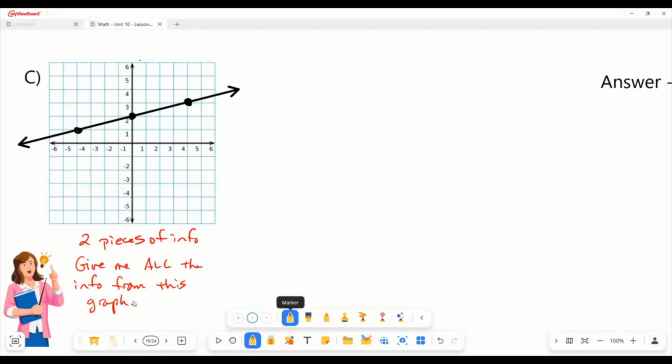Give me all of the info from that graph. All right, looks like most of you got that right. One or two of you are off a little bit. So, the y-intercept is the point where it crosses the y-axis, right there. That is the point (0, 2). So the y-intercept b is 2.